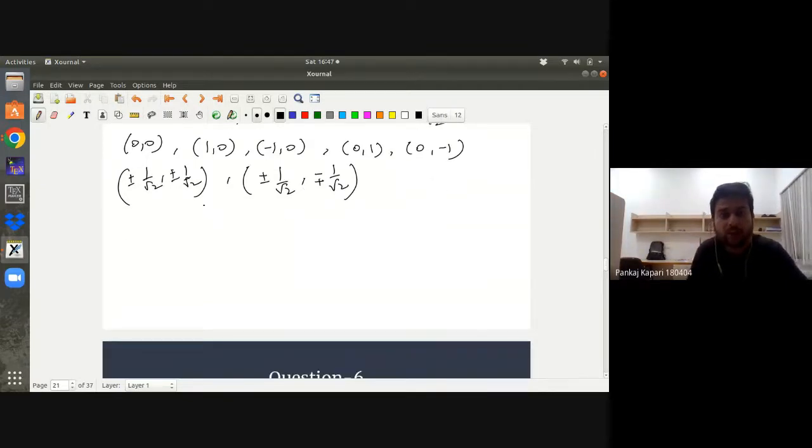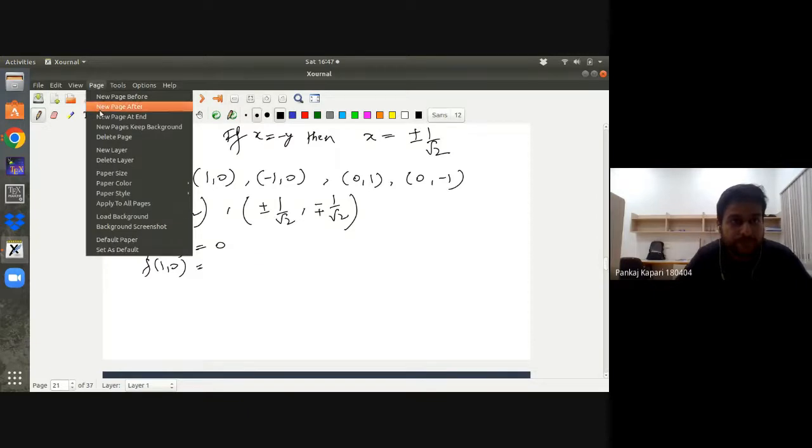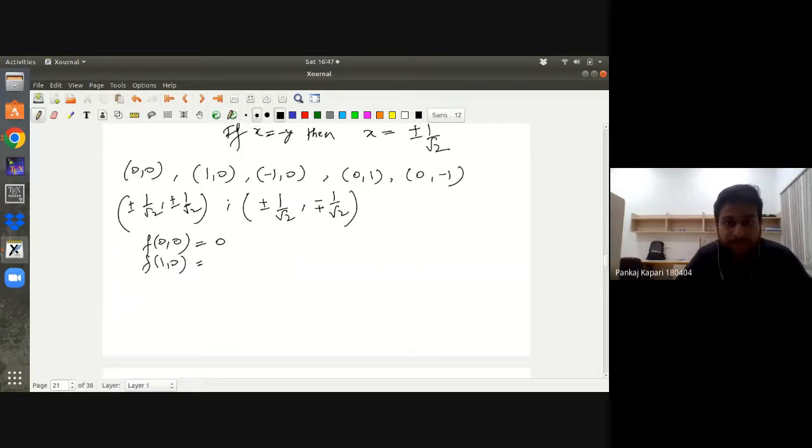Okay, now we will calculate the value of the function at each of these points and find out which one is minimum, which one is maximum. So f of 0, comma 0 is 0. f of 1, comma 0 is, okay, let's recall what was our function. So our function was f(x,y) is equal to x square plus y square minus x square y square. Okay, so f of 1, comma 0 is equal to 1.